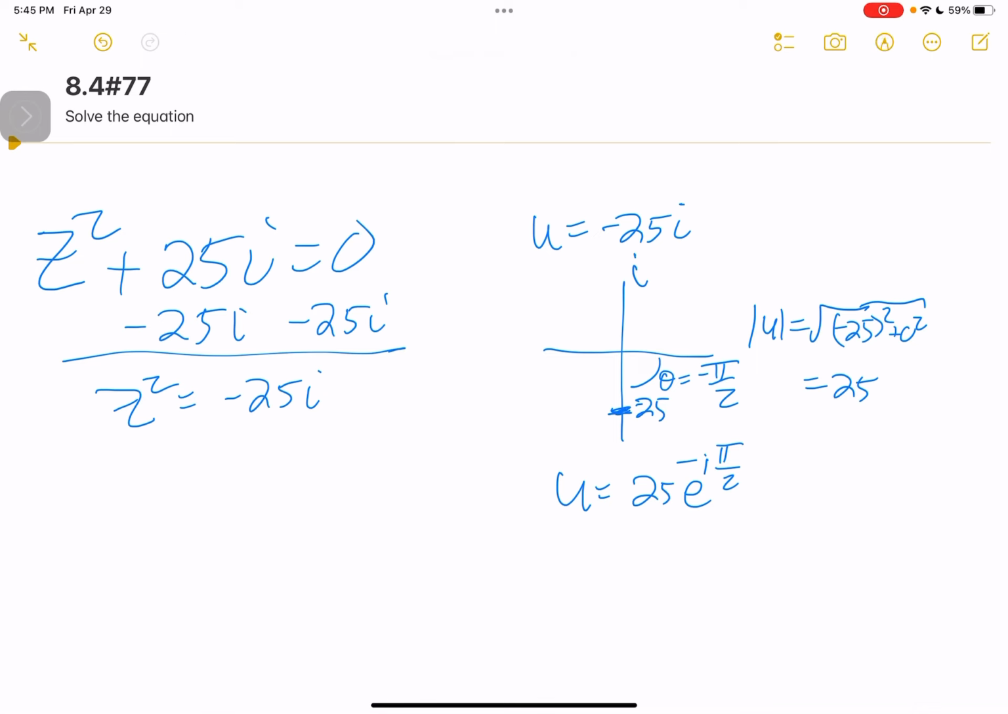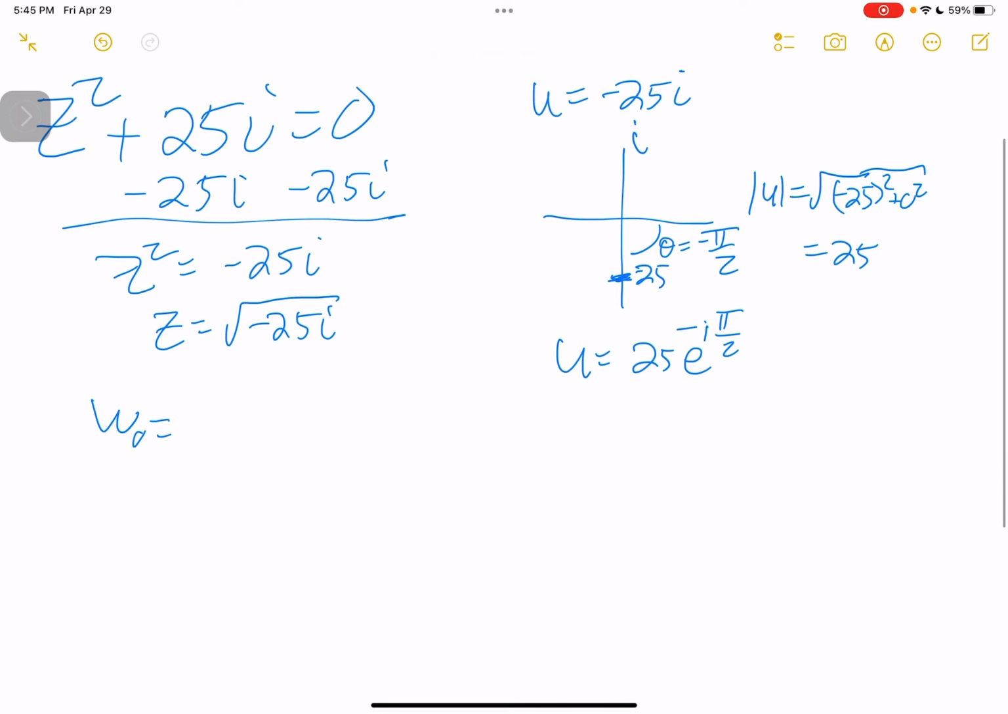So to get our z1 and z2, z is the square root of negative 25i. So the roots are going to be w0 and w1, because the square root has an index of 2. So we start at 0, we keep going until we get to 1 less than the index of the radical. So w0 is going to be the square root of 25 times e to the i times negative pi over 2 plus 2 times 0 times pi, all divided by 2.